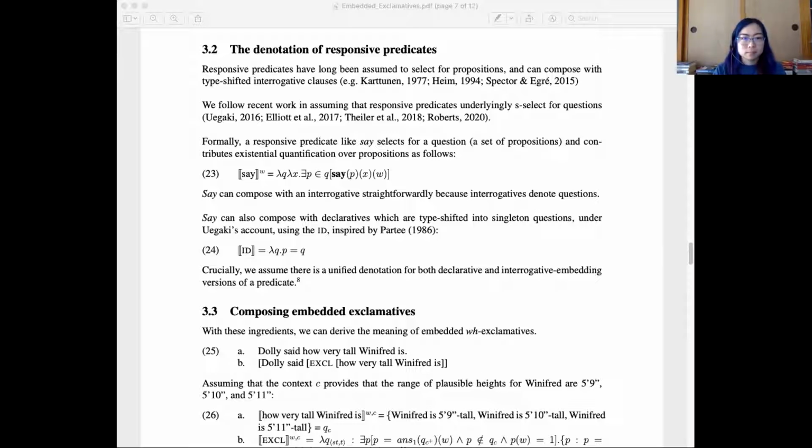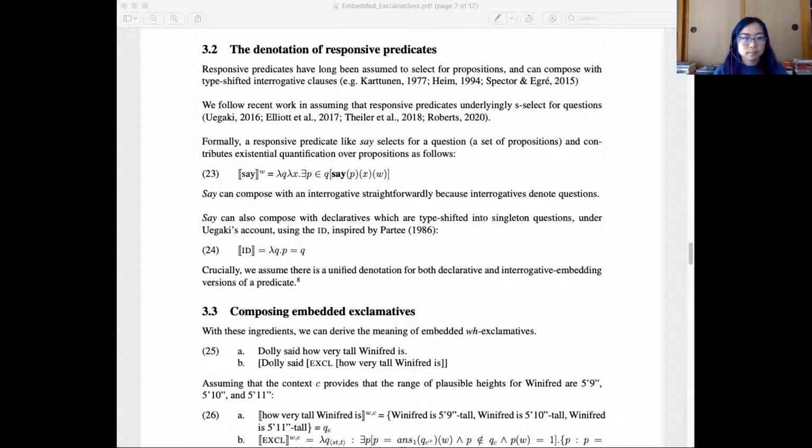So the way this will work formally is that a responsive predicate like say will select for a question, which is to say a set of propositions, and contribute existential quantification over those propositions, as in 23 for say, for instance. So say simply says there is a proposition in whatever argument Q such that the subject of say said that proposition.